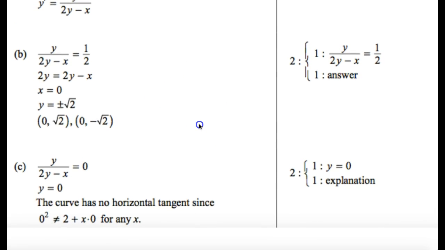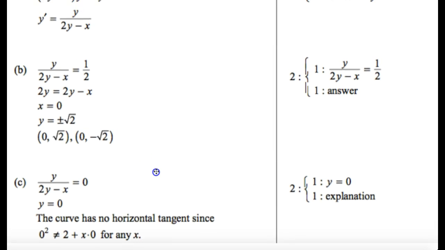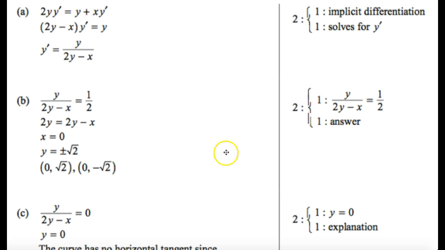In part C, again, you get a point just for determining that y was equal to 0. Then another point for the explanation: the curve has no horizontal tangents since this was true. We said 0 was equal to 2, and that's obviously not the case. So the parts that we completed were 6 points. Remember, I've mentioned before that every free response question on the AP test is worth a total of 9 points. So on this one, the part D that we aren't going to look at was worth 3 more points.